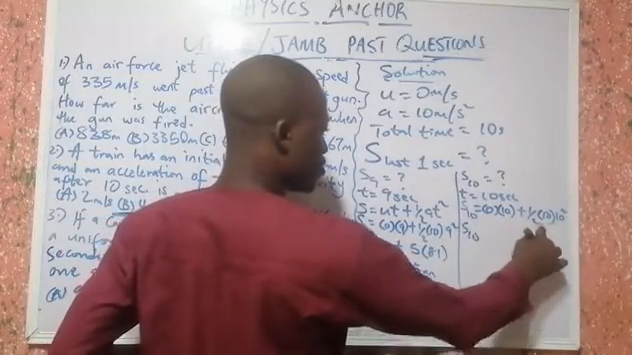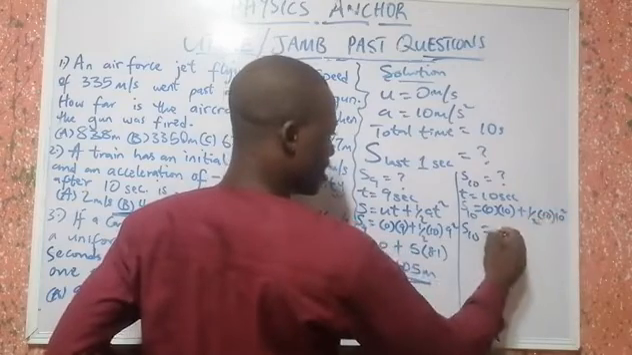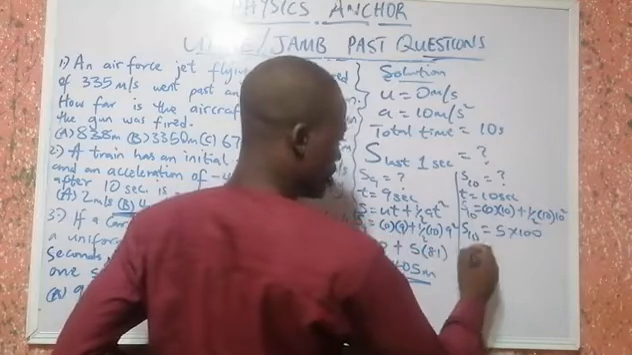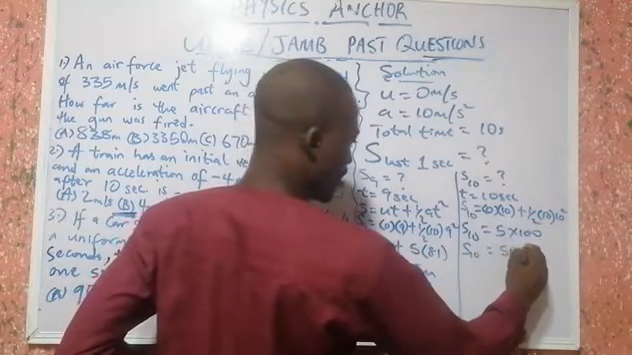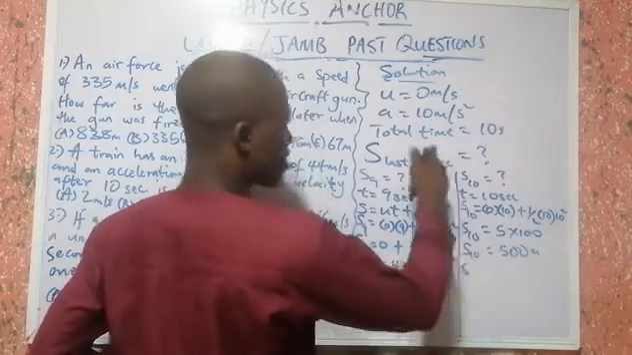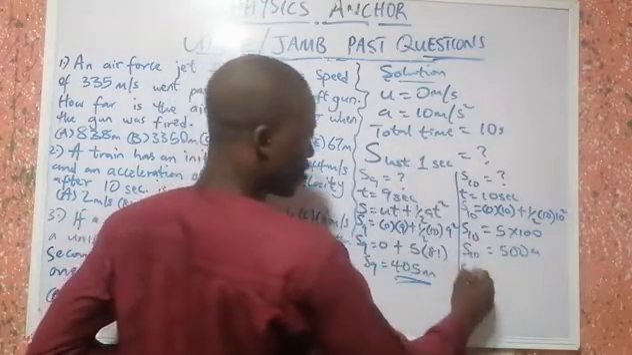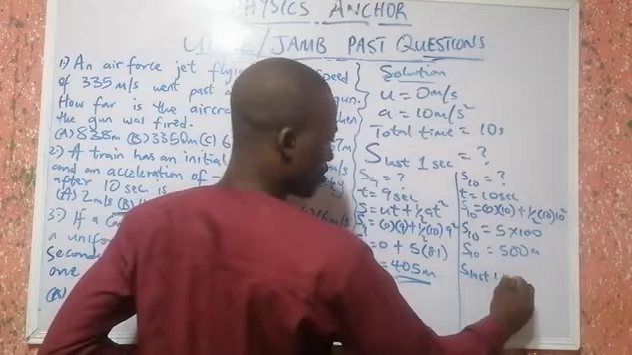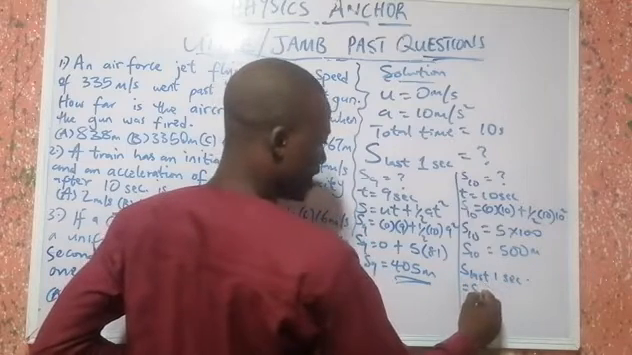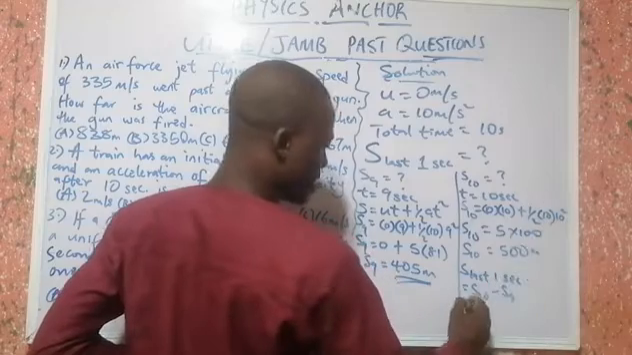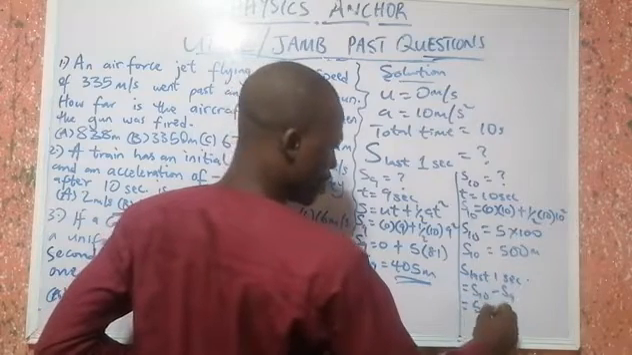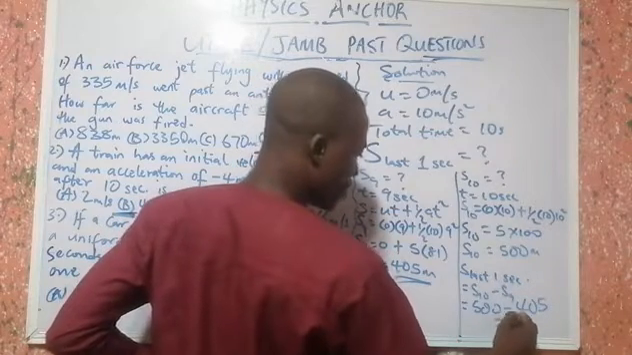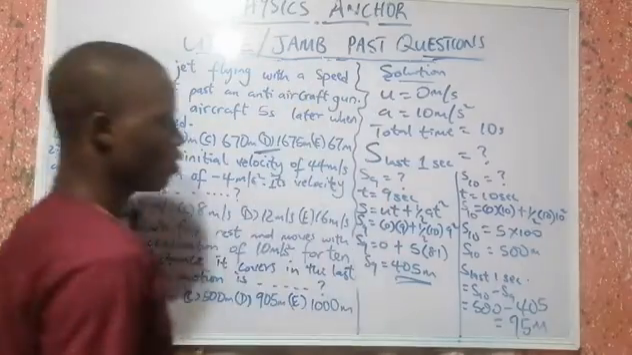So S10 will be 0 plus half times 10, which gives us 5, and 10 squared gives us 100. So S10 is going to be 500 meters. Now the question they ask us, S last 1 second, that they want us to calculate, equals S10 minus S9 by the analysis I did, and that would be 500 minus 405, which gives us 95 meters.